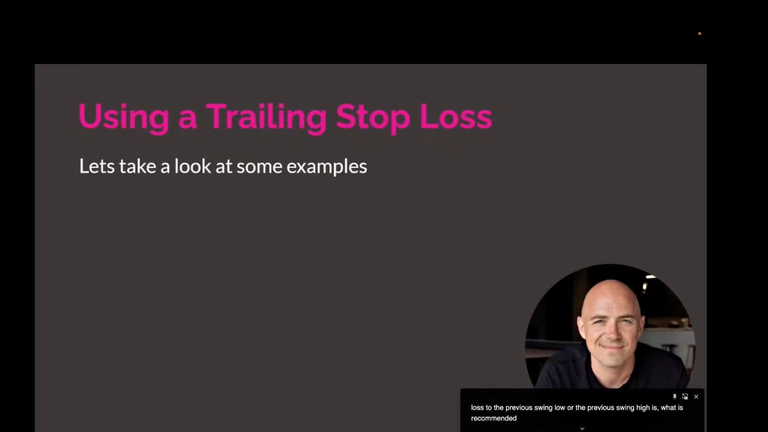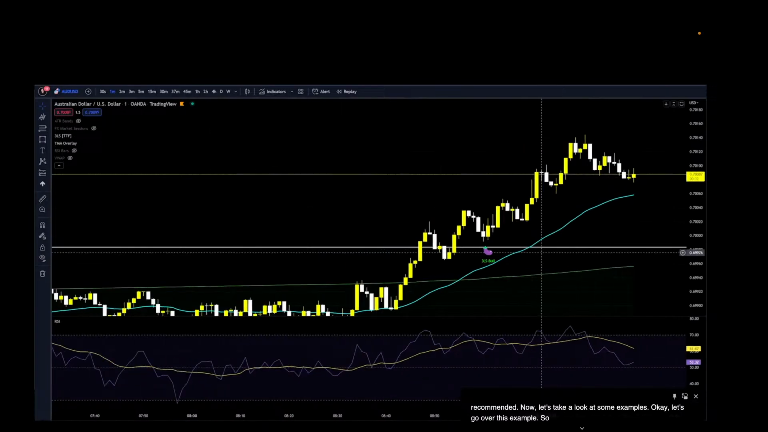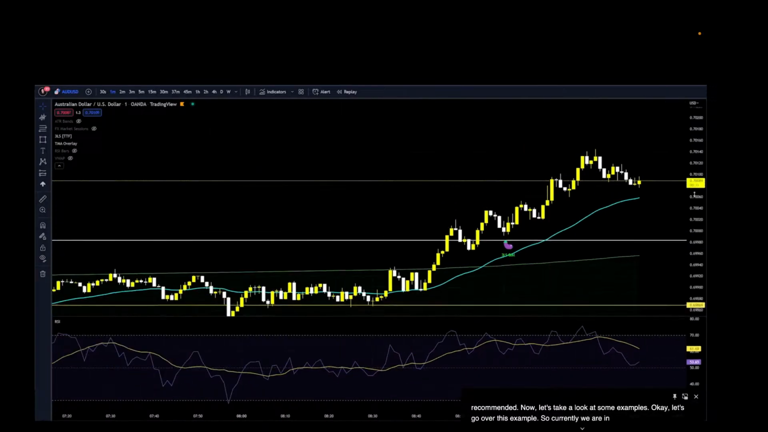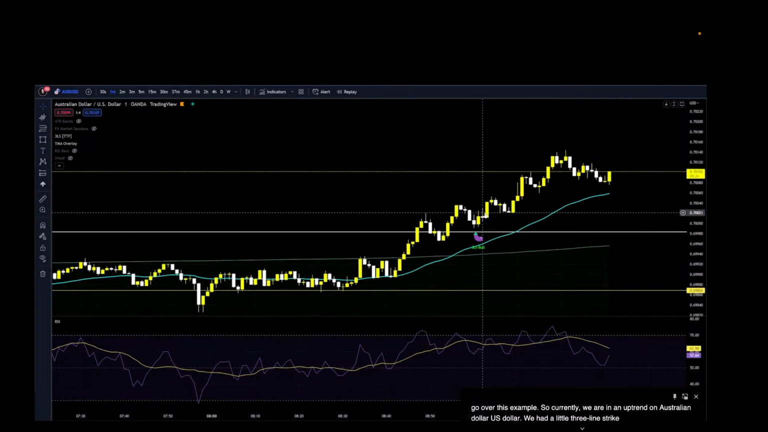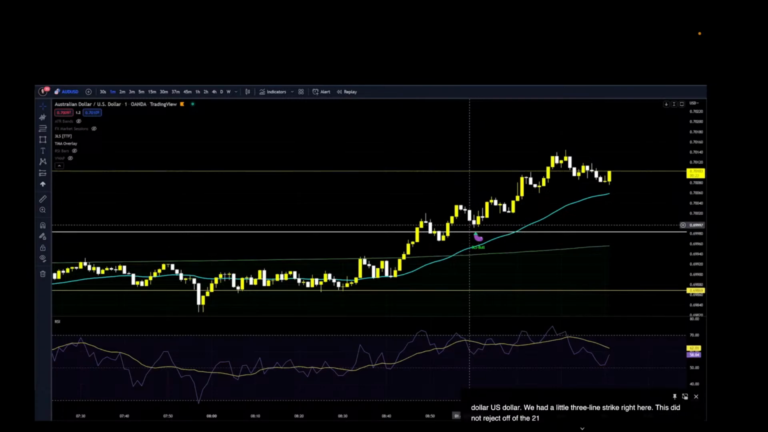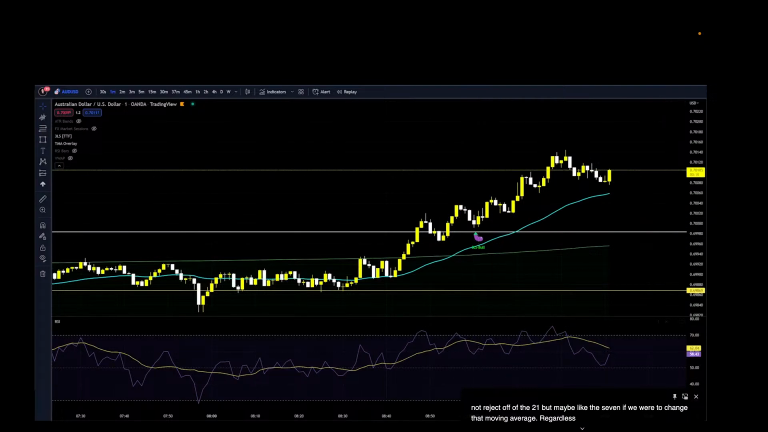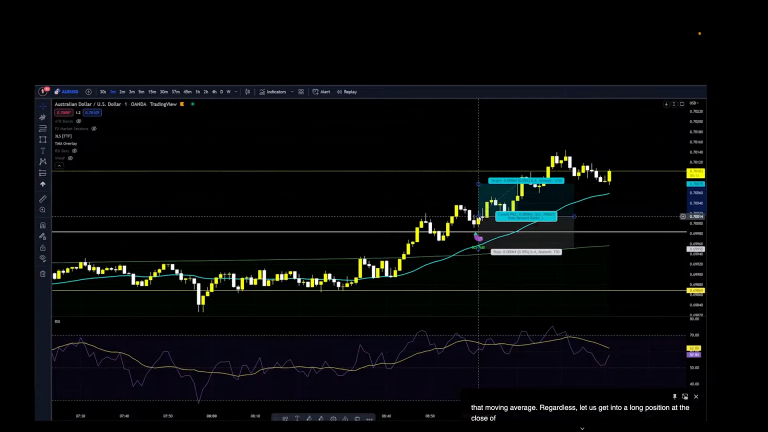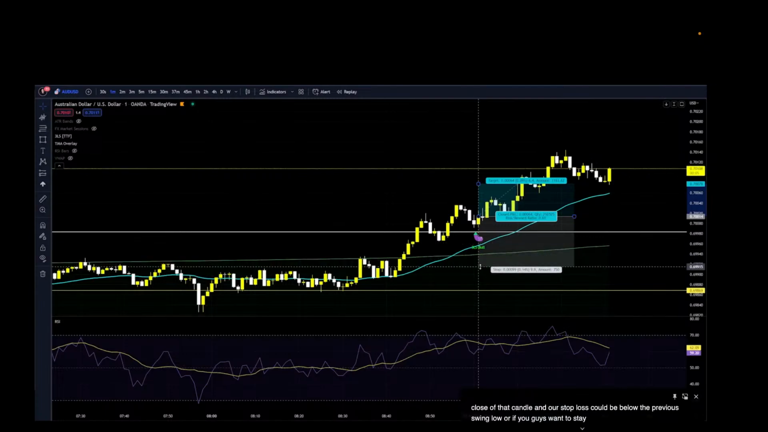Now, let's take a look at some examples. Okay, let's go over this example. So currently we are in an uptrend on Australian dollar, US dollar. We had a little three-line strike right here. This did not reject off of the 21, but maybe the 7 if we were to change that moving average. Regardless, let us get into a long position at the close of that candle, and our stop loss could be below the previous swing low, or if you guys want to stay nice and comfortable, you can keep it at 10 pips.